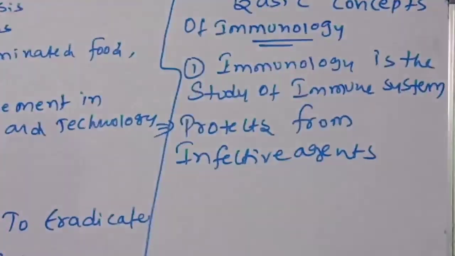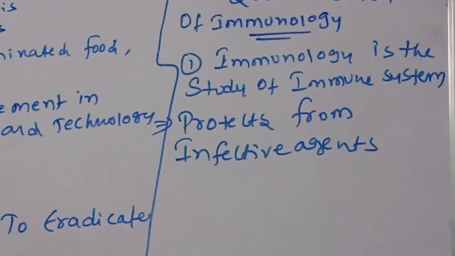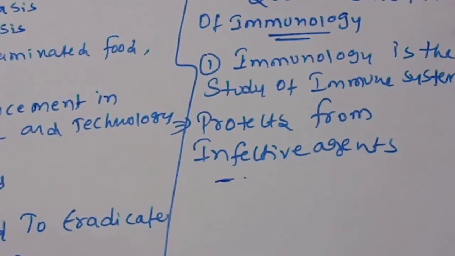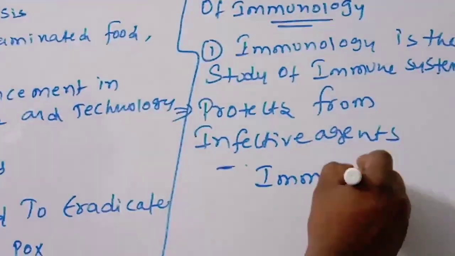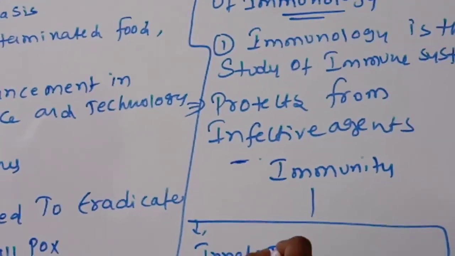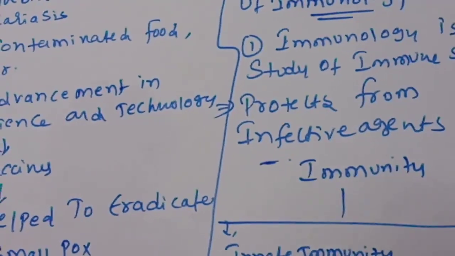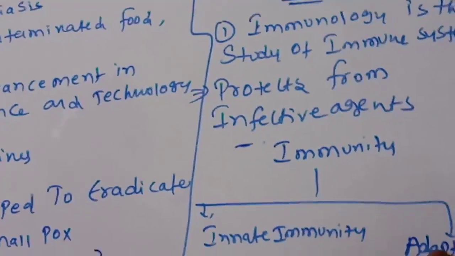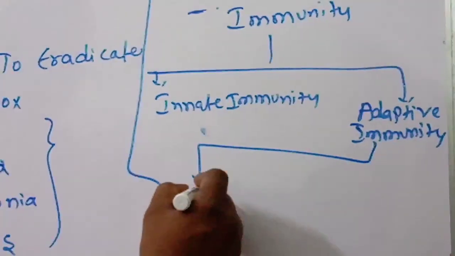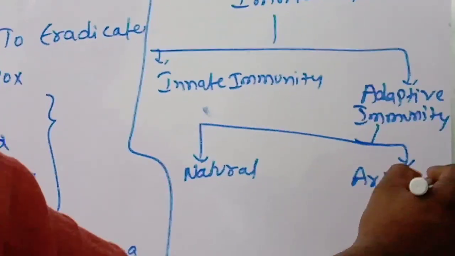Okay children, there are different mechanisms in our body, so the table we are going to discuss now. Observe very carefully: types of innate immunity and mechanism. Immunity is divided into two types: innate immunity and adaptive immunity. Adaptive immunity is natural and artificial.